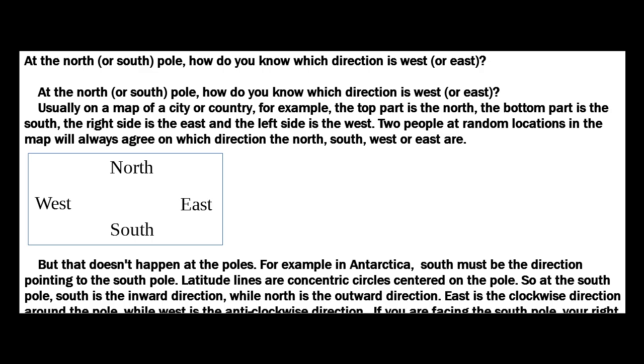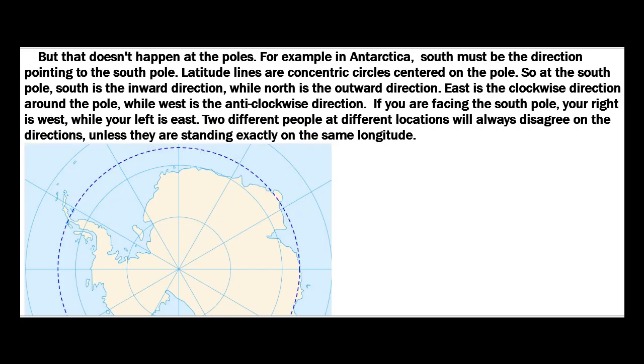At the North or South Pole, how do you know which direction is west or east? Usually on a map of a city or country, for example, the top part is the north, the bottom part is the south, the right side is the east, and the left side is the west. Two people at random locations in the map will always agree on which direction the north, south, west, or east are. But that doesn't happen at the poles.